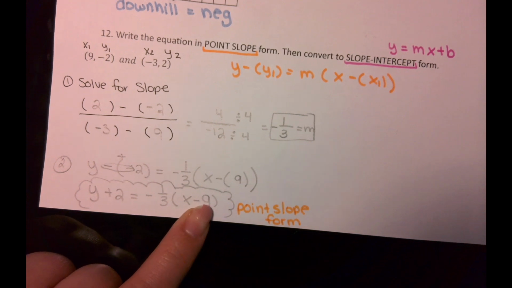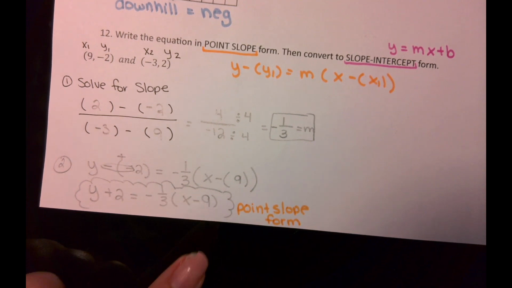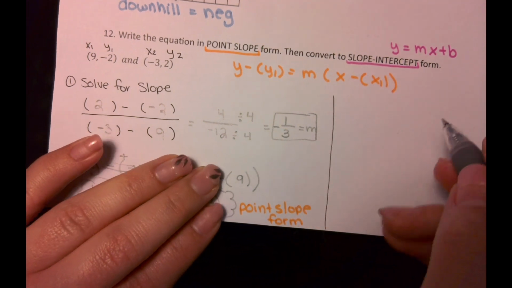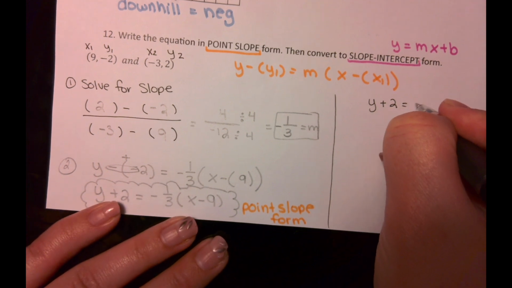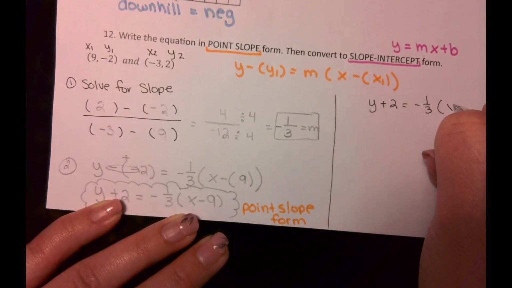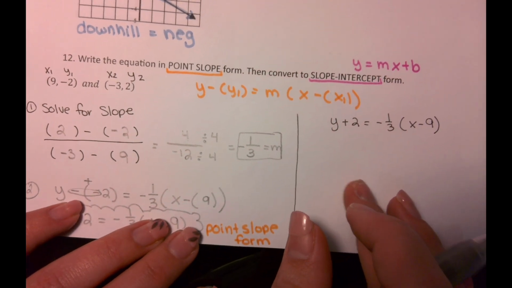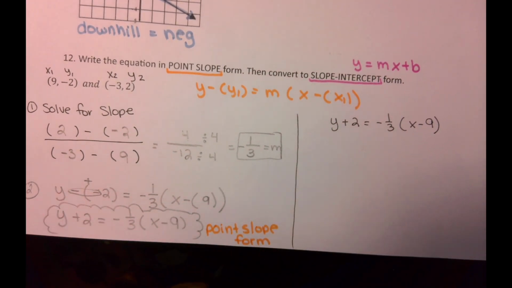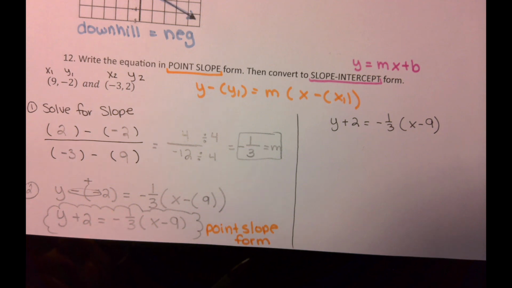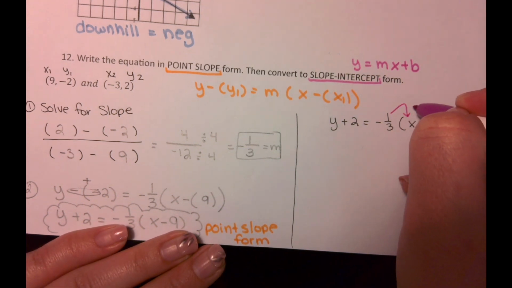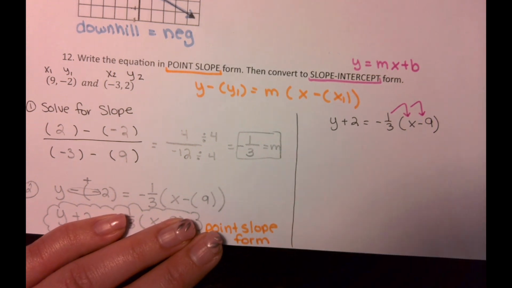Because after point slope form, it's asking us to convert this into slope intercept form. So I'll separate this out. Write out the equation here. Y plus 2 is equal to -1/3 (x minus 9). To do the slope intercept form, we're going to start by distributing that -1/3 onto both numbers. Now you can use a calculator. I'll show you how.